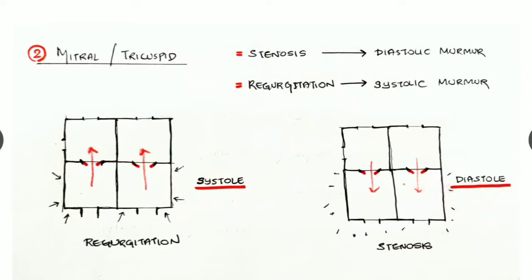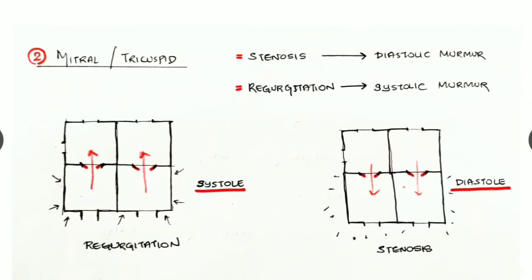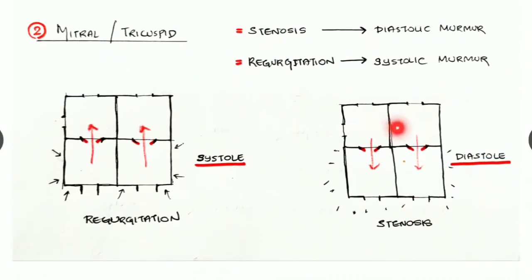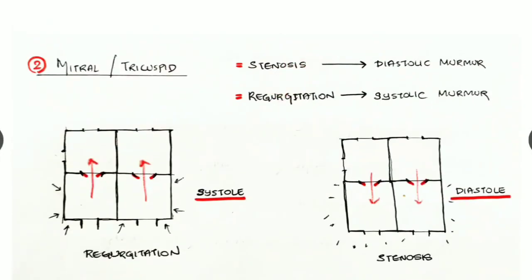In diastole, there is relaxation of the ventricles. Ventricles receive the blood from the atria. But as there is stenosis, the blood is not properly flowing via this mitral and the tricuspid valve. So due to that turbulence, due to the stenosis, we can hear the murmur in the diastole only. So the mitral and the tricuspid stenosis is evident only in the diastole as the diastolic murmur.